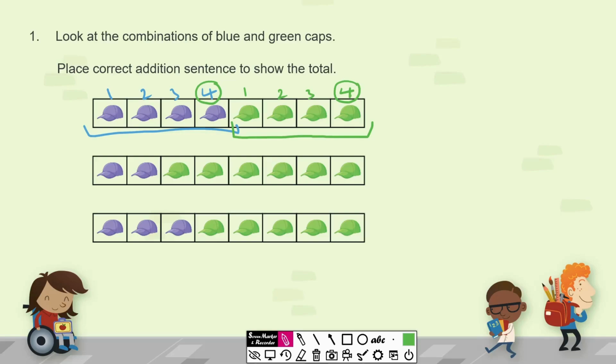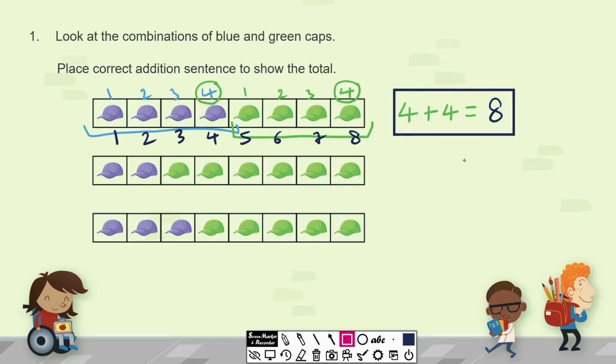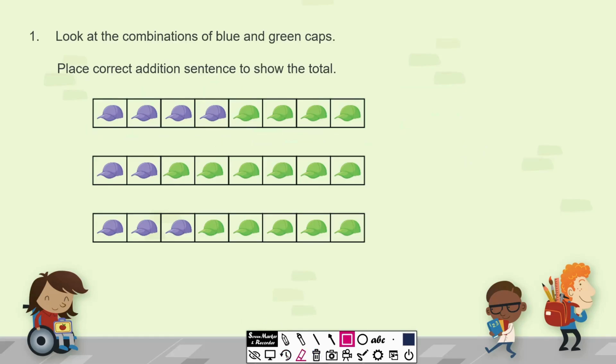So the correct addition sentence for these caps is 4 plus 4 is equal to, let's count again. 1, 2, 3, 4, 5, 6, 7 and 8. So 4 plus 4 is equal to 8 is the correct addition sentence. Let's check the answer. Yes, 4 plus 4 is equal to 8.